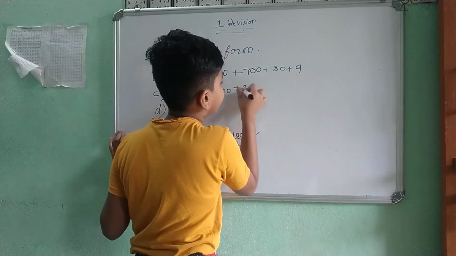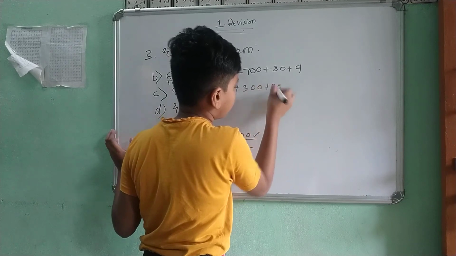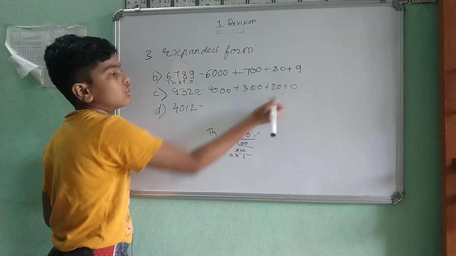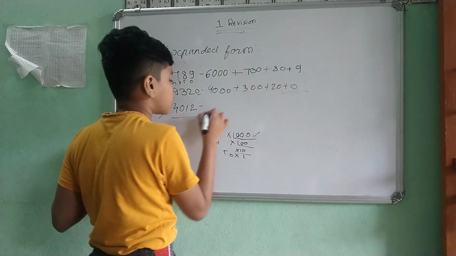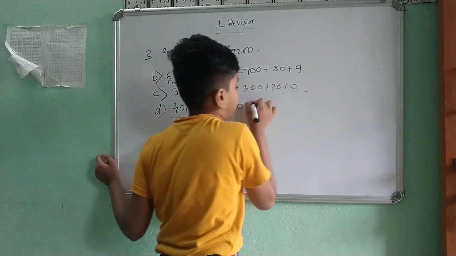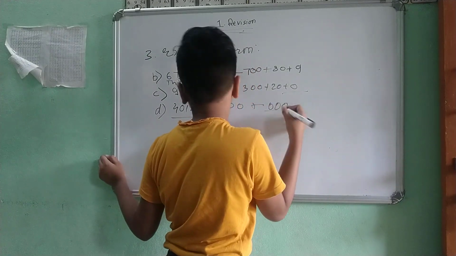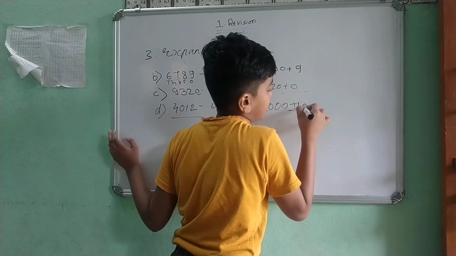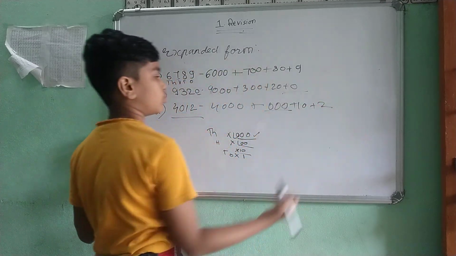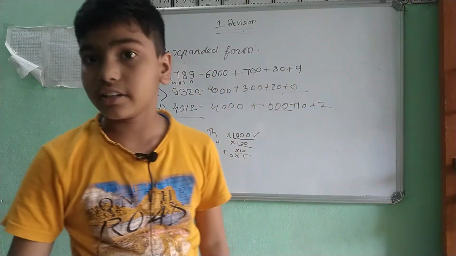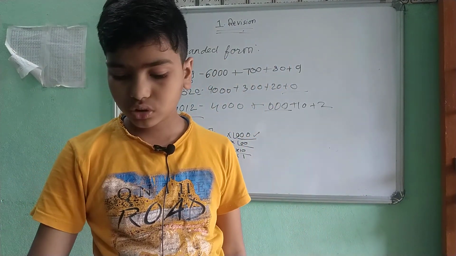9,000 plus 300 plus 20. No number in the ones place, or there is a 0, so no value. Then 4,012 you can write as 4,000 plus 0, 0, 0. Plus 10 plus 2. That's 4,012. And then now let's go to the fourth exercise.